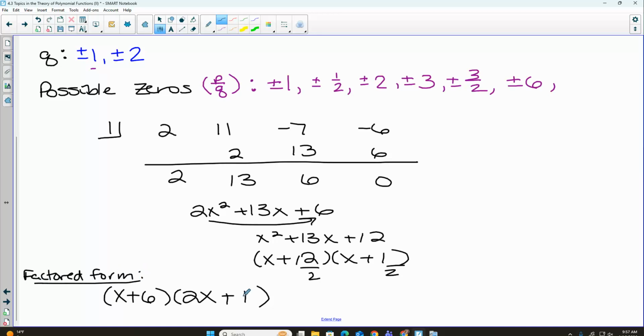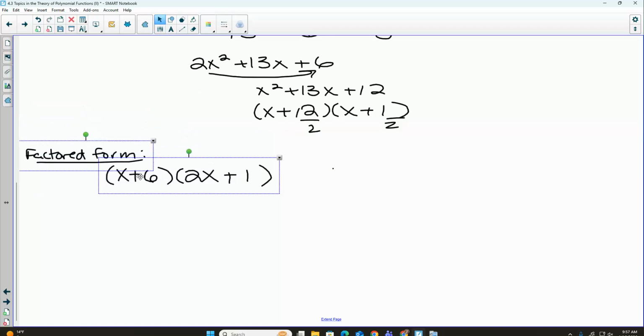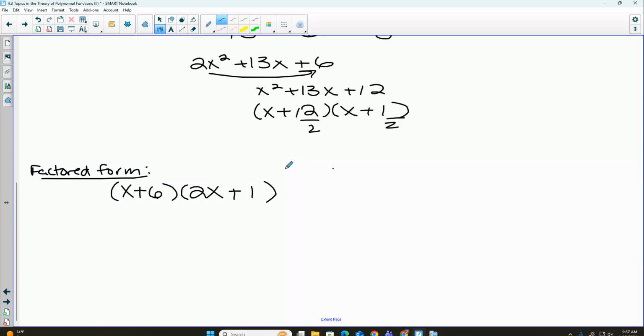If I am writing the factored form, it was originally x to the 3rd, so I am missing something. What else do I need? The 1. We started with our synthetic with a 1, so there's also an x minus 1 here. If I ask for the zeros, those are just the numbers. What makes x plus 6 equal 0? What makes 2x plus 1 equal 0? And x minus 1. Were negative 6, negative 1/2, and 1 all on my list of possible zeros? Yes.